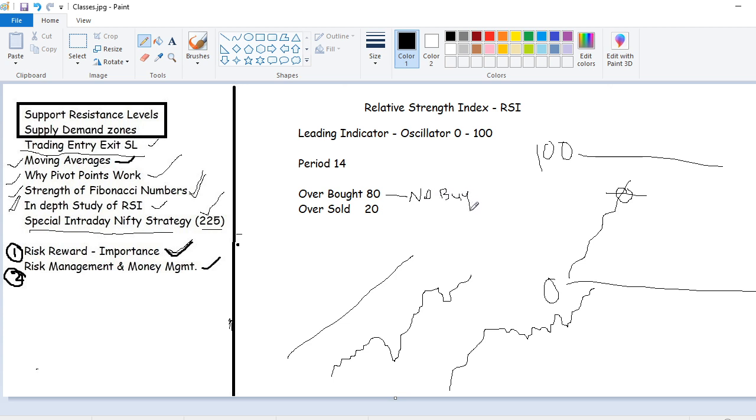If any new viewer is watching about RSI, don't get confused. I am covering the total topic, so nothing to worry. And in the same way, if RSI goes below 20, that means they are selling this stock continuously and it's too much selling now. It's a too much selling zone. Now it is not safe to sell anymore. So no sell.